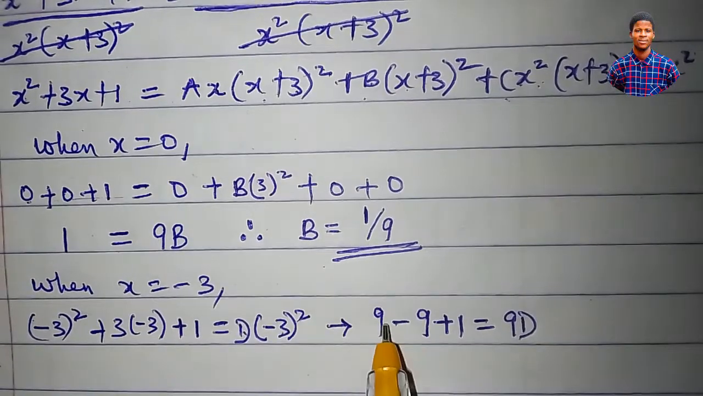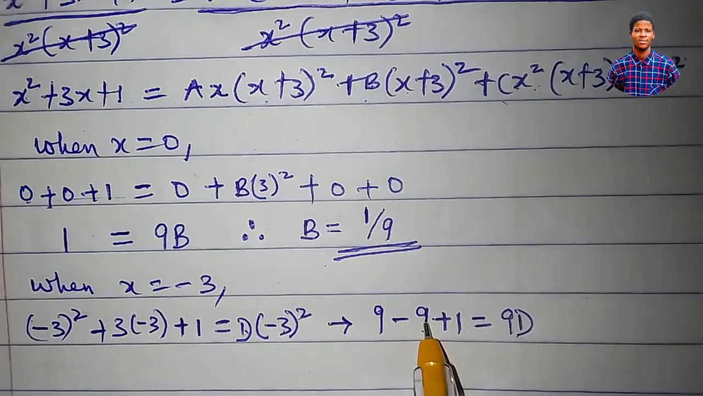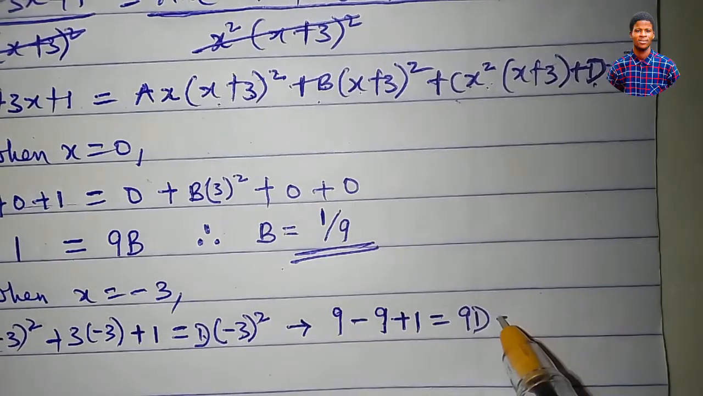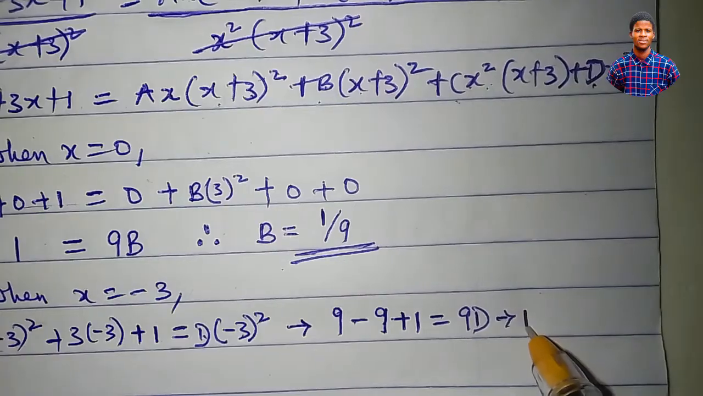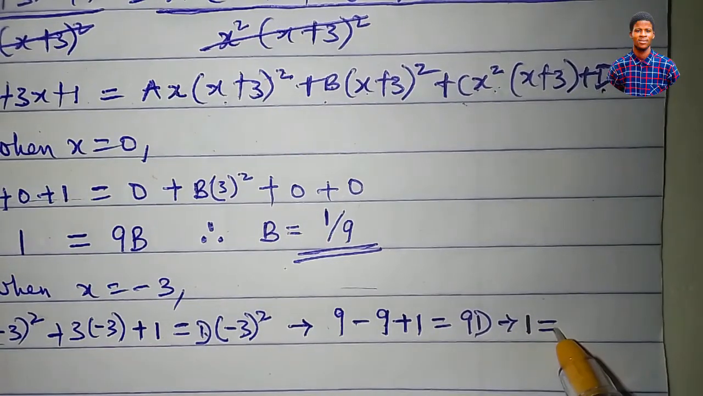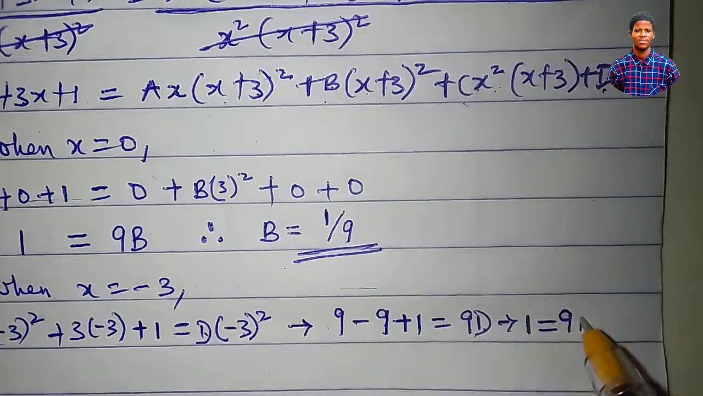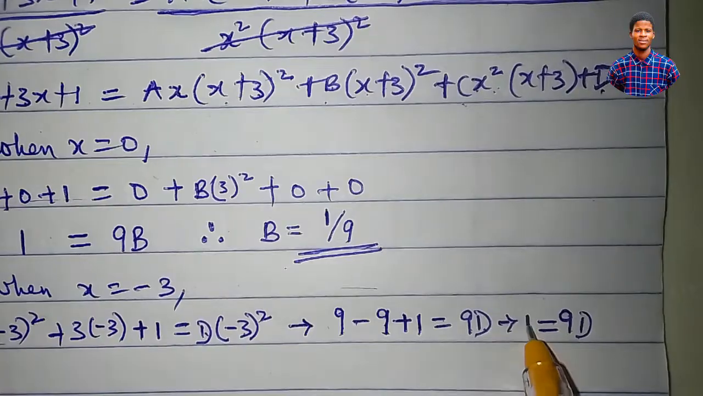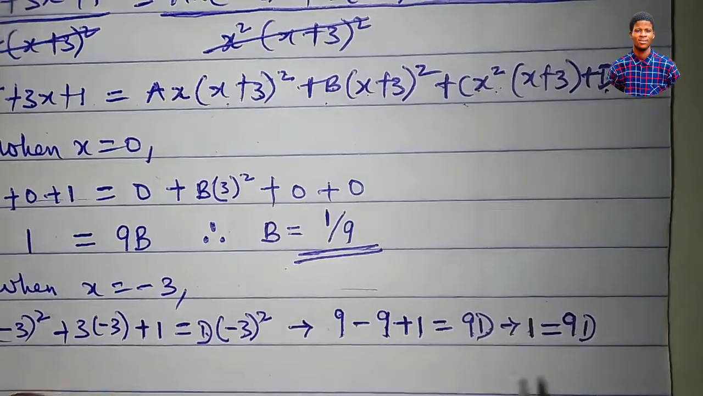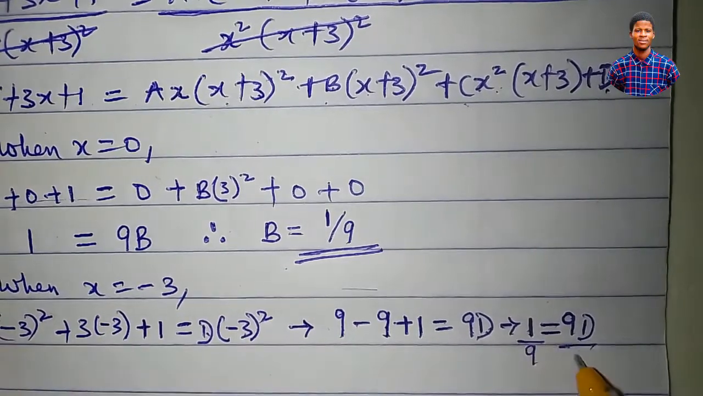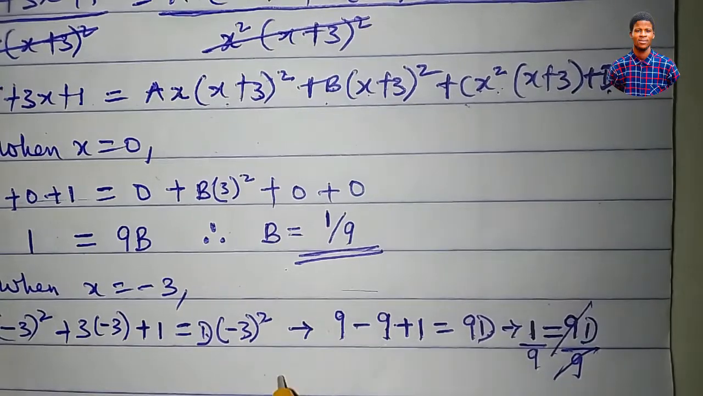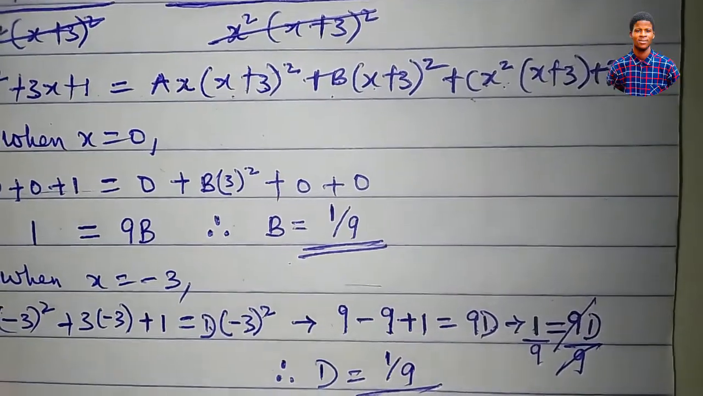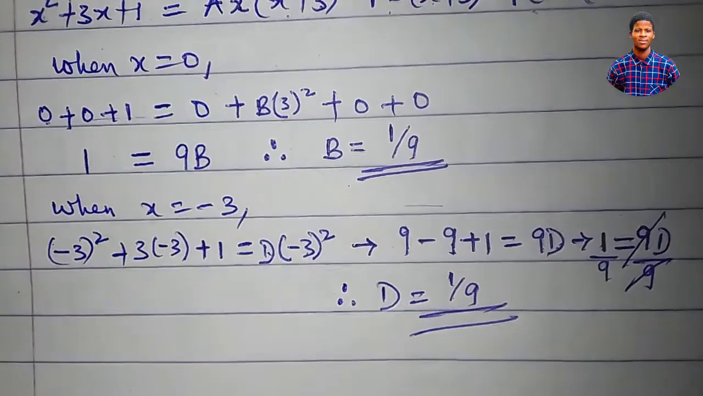Alright? 9 minus 9 is 0. 0 plus 1 is 1, which is equal to 9d. So if we divide both sides by 9, 9 cancels 9. That means our d is equal to what? 1 over 9. That's what it means. So we have gotten b and d.